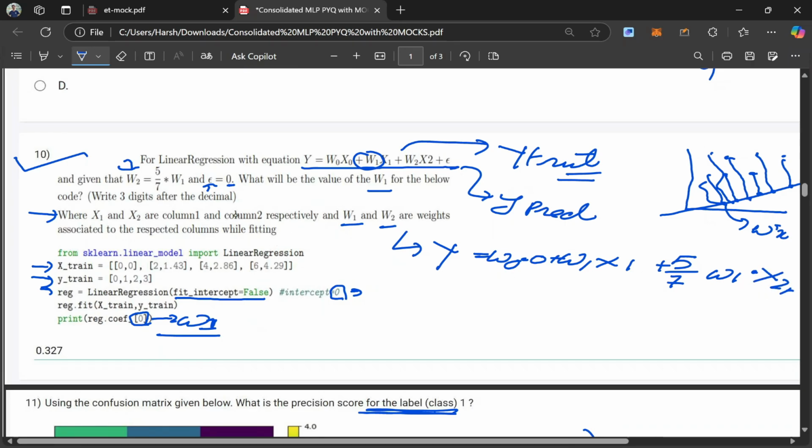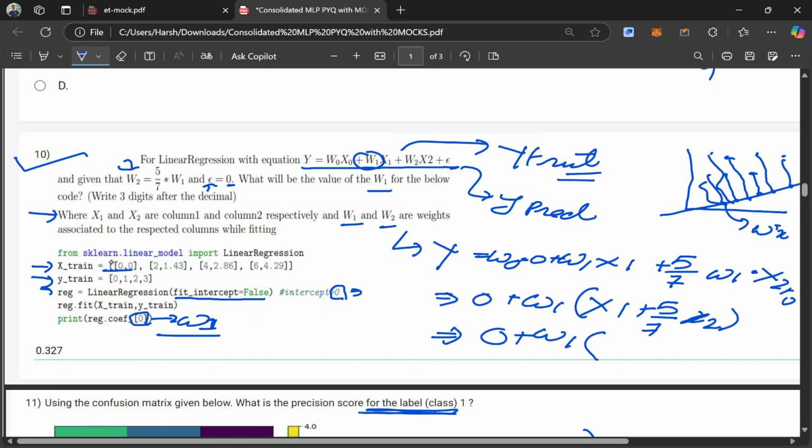And error is also given to us as 0, right? So 0 we will put here. Now this term becomes 0. Here we can take W1 common from it, right? So W1 we take common. So x1 plus 5 by 7 of x2. And error is 0, so we will not worry about that. Now W1 is not given to us. This 0 we will ignore because that will make no sense here. We will put x1 as 2 and x2 as 1.4. So 2 plus 5 by 7 into 1.4, right? So till here we will get some W1 times some value.